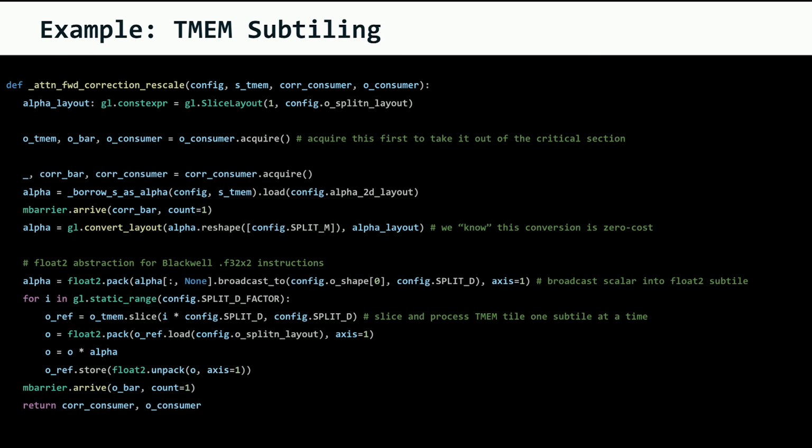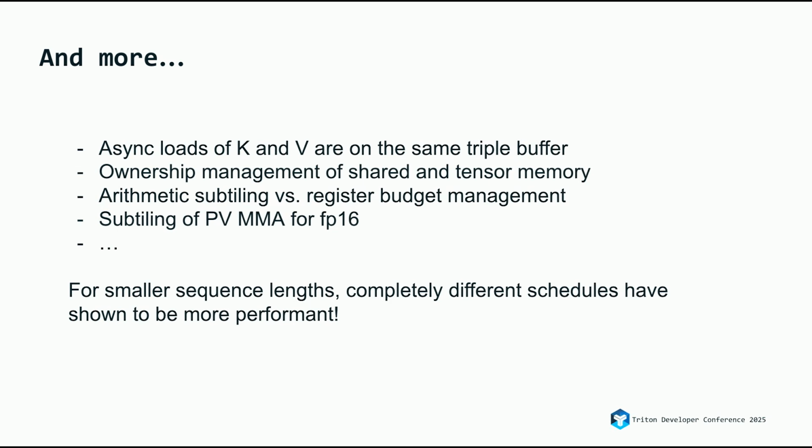In this case, Gluon actually has an abstraction built entirely in the library for accessing the float32x2 instructions, the vectorized instructions on Blackwell. And you can subtile this essentially as much as you want up to a limit, because the correction is not on the critical path. But that's why it's warp specialized, to take it out of the critical section. So this is how the code looks in practice. It looks a little complicated, but in reality, I think this is fairly clean and intuitive.